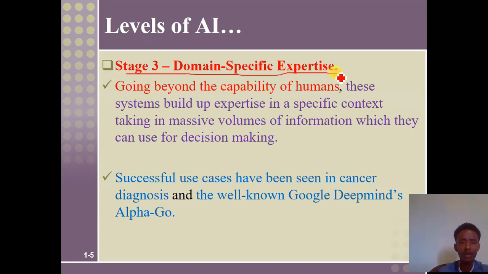The same is true for artificial intelligence. The system developers or artificial intelligence developers are able to obtain such expertise systems in a different number of sectors. It may go beyond the capability of humans, as these systems build up expertise in a specific context.